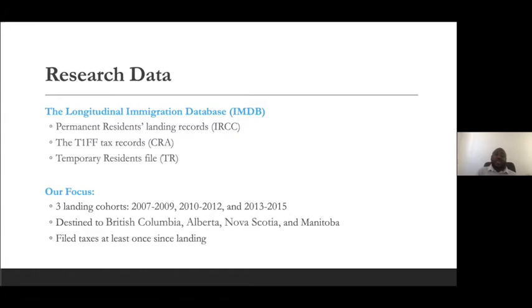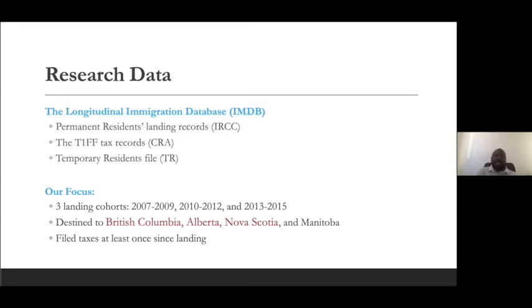But for the purpose of this project, information from the landing records and the tax files were actually combined to be able to map out the retention rates of immigrants and refugees, in particular in their province of destination. For the focus of this project, we looked at recent immigrants who landed between 2007 to 2015, and we subdivided them into 3 landing cohorts. And we also focused on specific provinces, particularly British Columbia, Alberta, Nova Scotia, and Manitoba. But for the purpose of this presentation, we will focus on just BC, Alberta, and Nova Scotia.